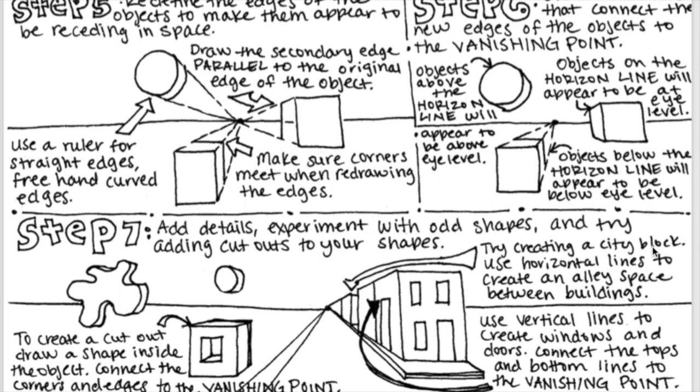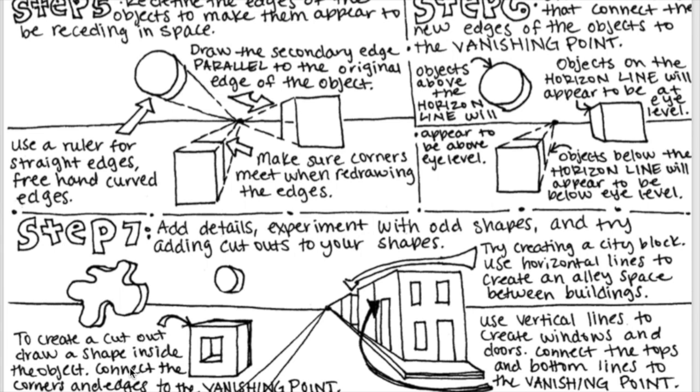And then this is what we're going to get to in week 2. It says try creating a city block. Use horizontal lines to create an alley space. They're talking right back here. Between buildings, use vertical lines to create windows and doors. They're talking about these here and then back here. It says connect the tops and bottom line to the vanishing point. And so we'll look at this more in week 2, but when you draw a building going back in space, you draw these vertical lines, you make new points that you need to take back to the vanishing point. That's what that's talking about.